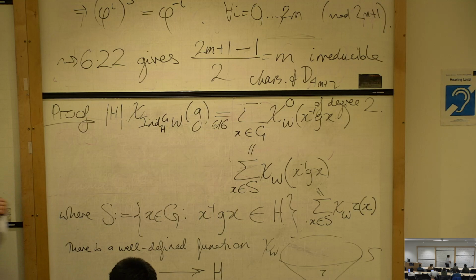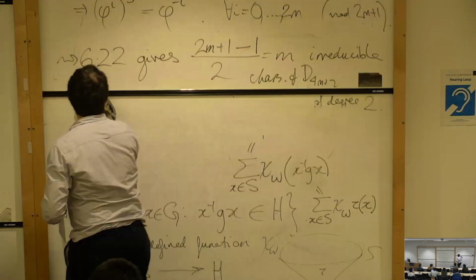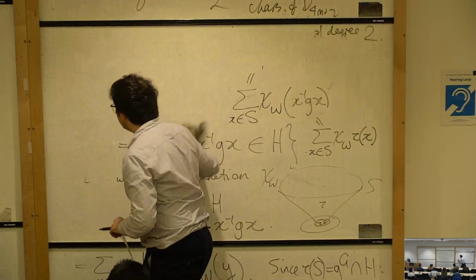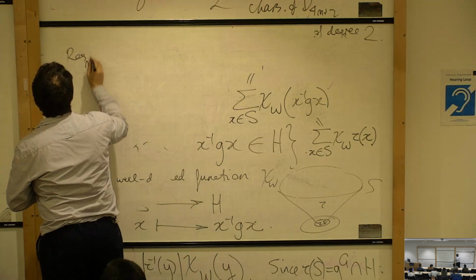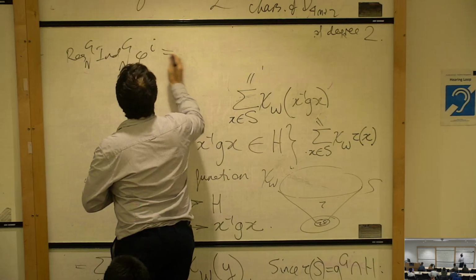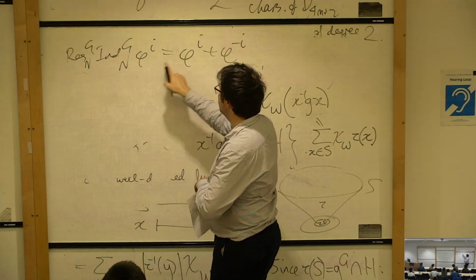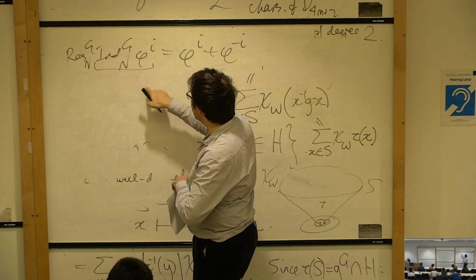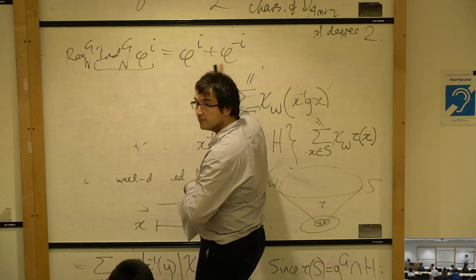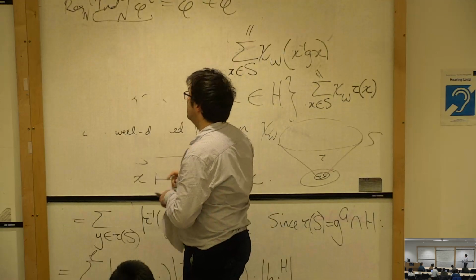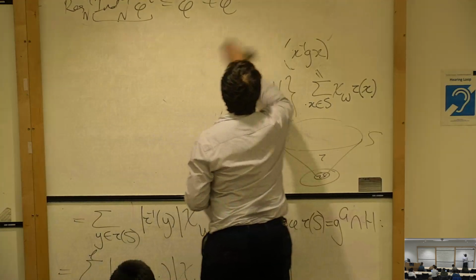How can I tell if I've got enough characters? First of all, they're all different, right? The restriction from G to N of the induction of phi^i is phi^i plus phi^(-i). And this shows that these inductions are different if the pair i, -i is not equal to the pair j, -j. Yeah, because the restrictions are already different functions. So I will have m degree 2 things.